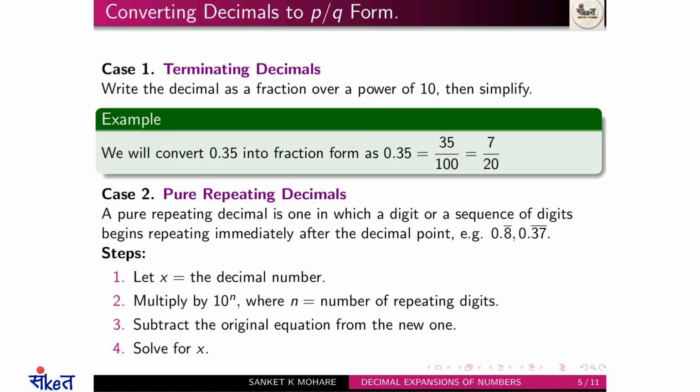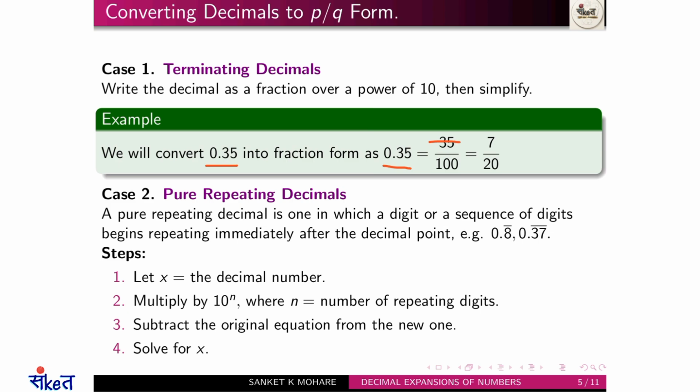For example, convert 0.35 into fraction form. This is a terminating decimal number. Here two digits are after the decimal point, 3 and 5. So we have to divide by 10 to the power 2, that is 100. So I can write 0.35 as 35 upon 10 square, that is 100.